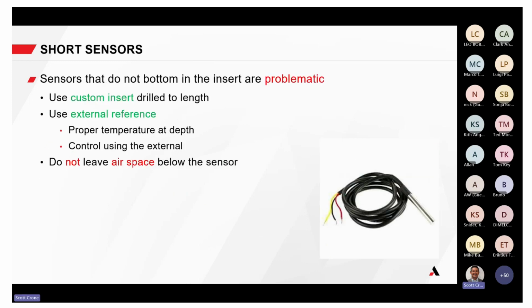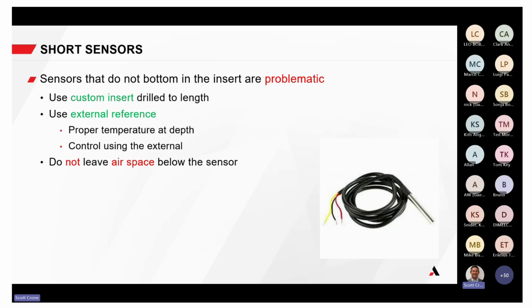Short sensors are definitely problematic. If a sensor does not bottom in an insert, you get an air pocket, and that air pocket causes instability, and there's really no way to accurately estimate the temperature difference between the set temperature and the temperature at the bottom of that probe. You continue to get circulating air currents. It's not controlling by that depth in the well, so it's very problematic for a standard single zone dry block.